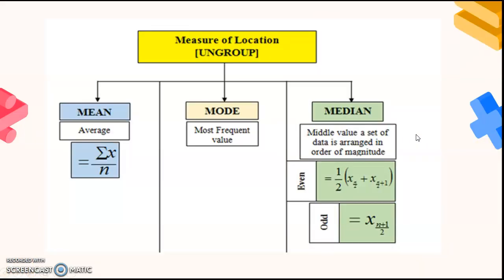First, we look at measures of location for ungrouped data. We have mean, mode, and median. Mean, the notation is x bar. Mode is x cap. Median is x tilde. We are going to use this formula to solve the next example. The mean is the average, mode is the most frequent value, and median is the middle value of a set of data that is arranged in order.